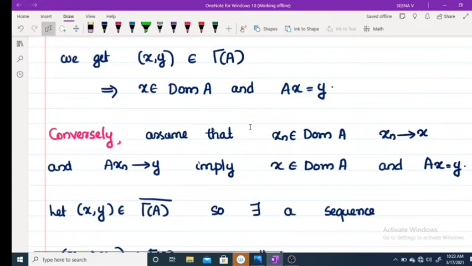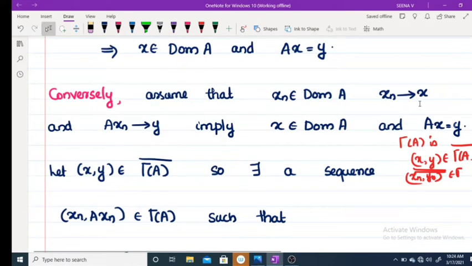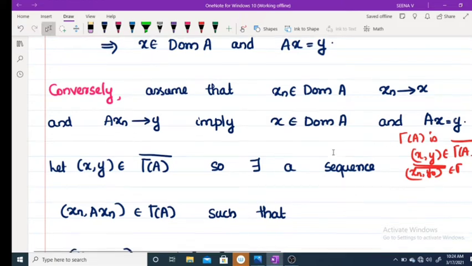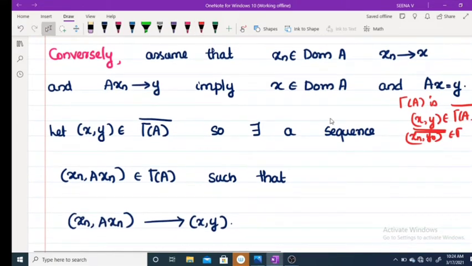Conversely, assume that x_n in D(A), x_n converges to x and Ax_n converges to y imply x belongs to the domain of A and Ax equals y. Okay, and what we have to prove? We have to prove the graph of A, Gamma(A), is closed. That is, we have to prove the closure of Gamma(A) equals Gamma(A).